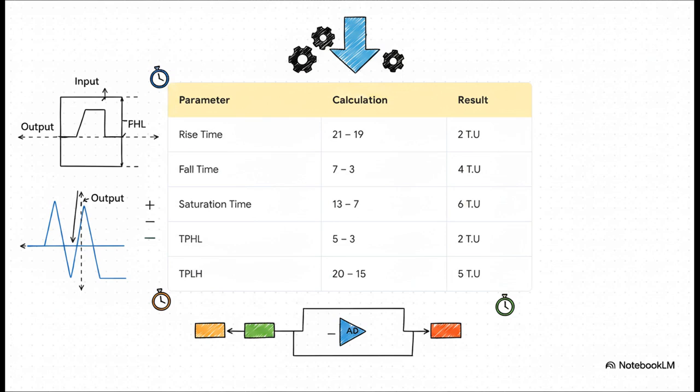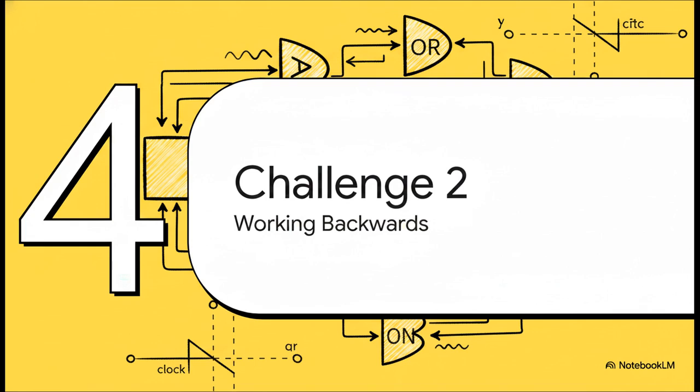Finally, TPLH, when the output goes low to high. We take the midpoint of the output's rising edge between T6 and T7 and subtract the midpoint of the input's causal edge between T4 and T3. That gives us 5 time units. See? Not so bad when you break it down. Great work on that one.